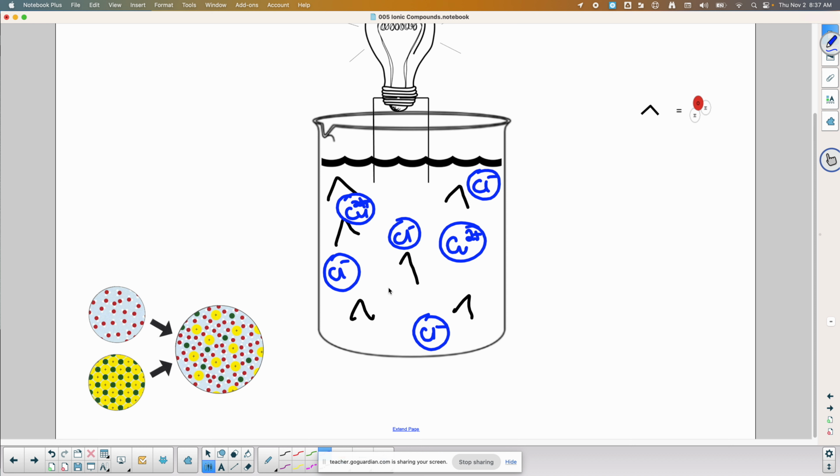And then if we wanted to write a chemical formula for this situation, we would write CuCl2 (aq), where aq stands for aqueous, which means dissolved in water.